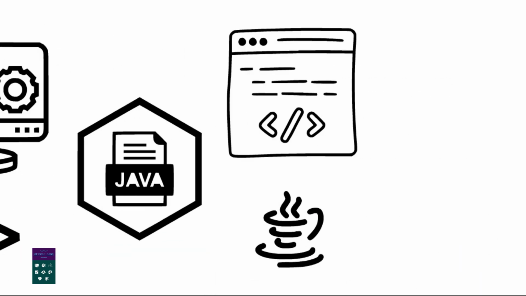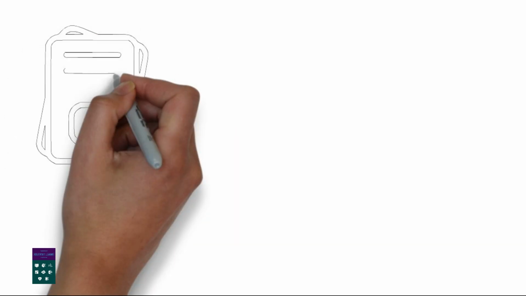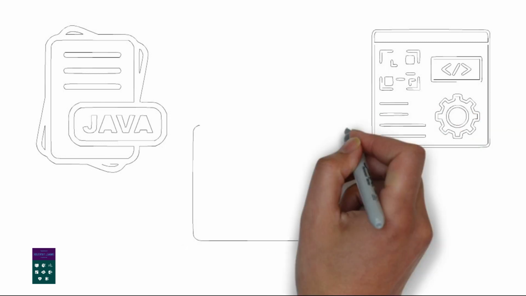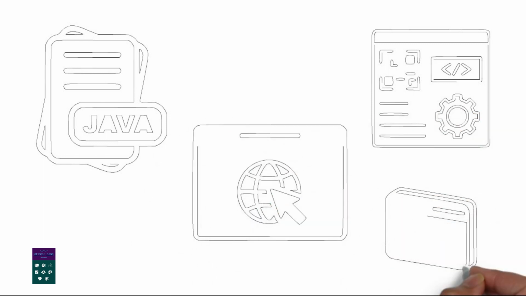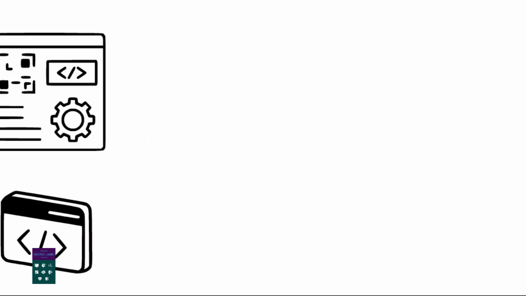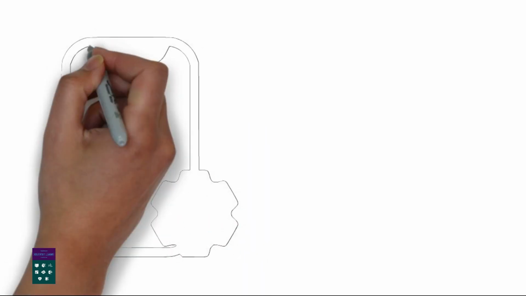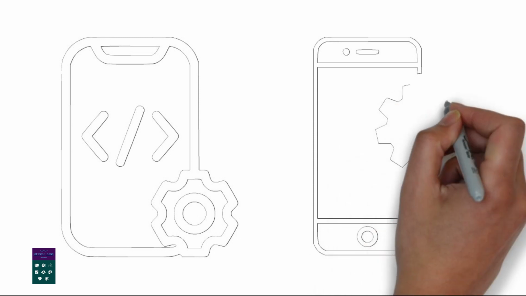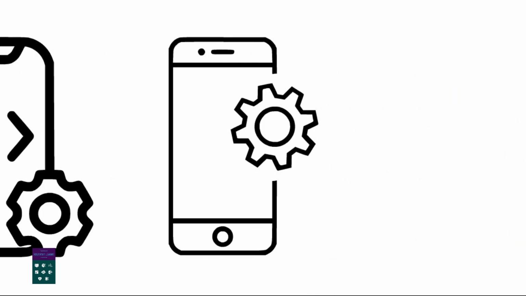It is commonly used for: 1. Web development. Java is utilized in creating dynamic web applications, including large-scale enterprise-level applications and interactive websites. 2. Mobile development. Android applications are often developed using Java, making it a popular choice for mobile app development.